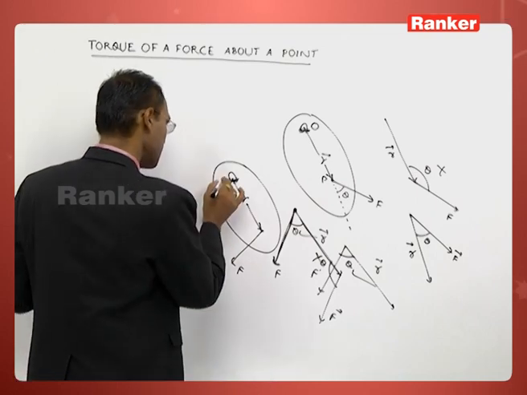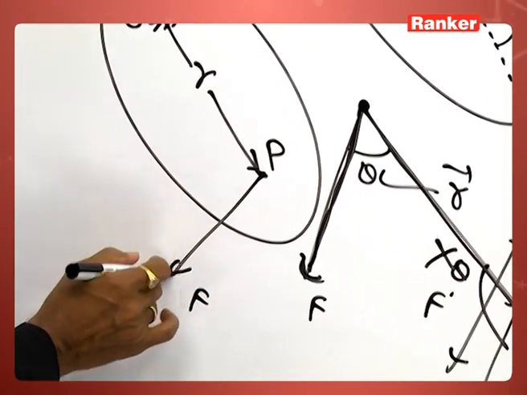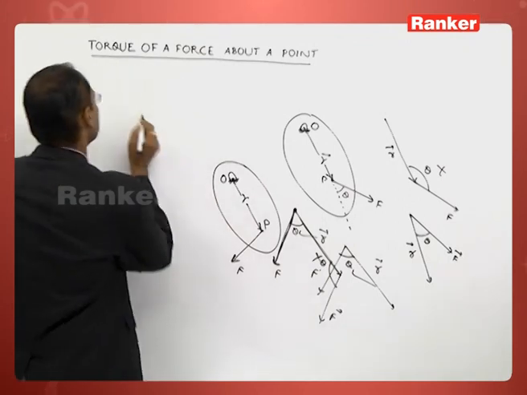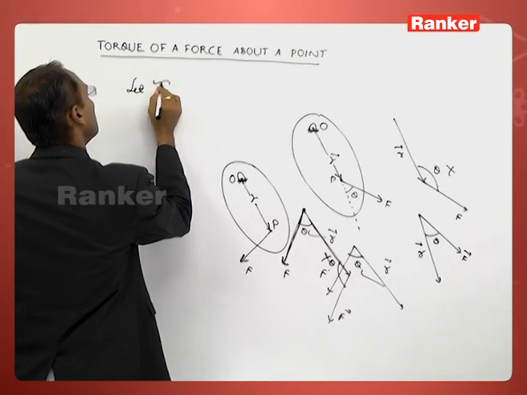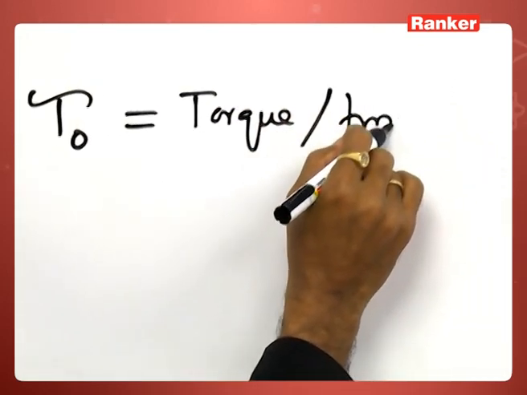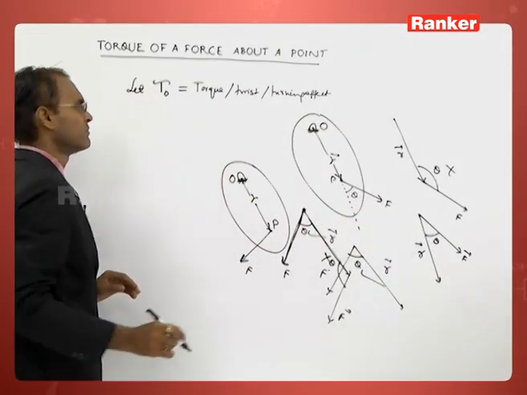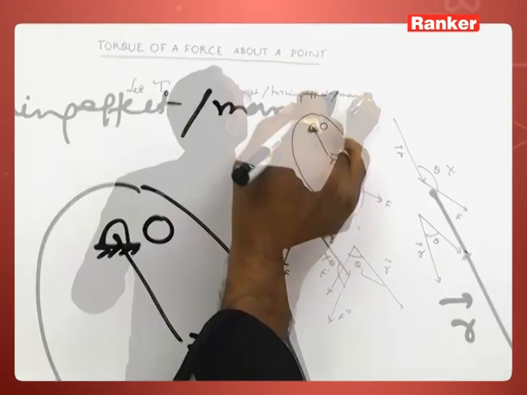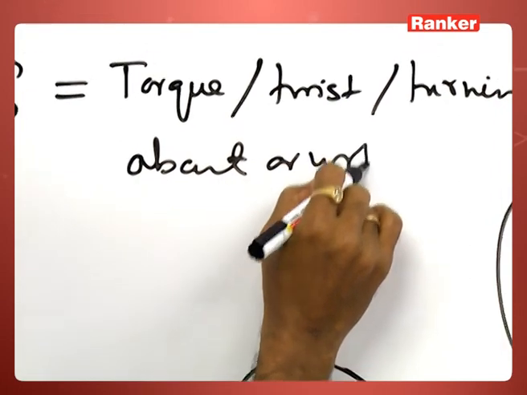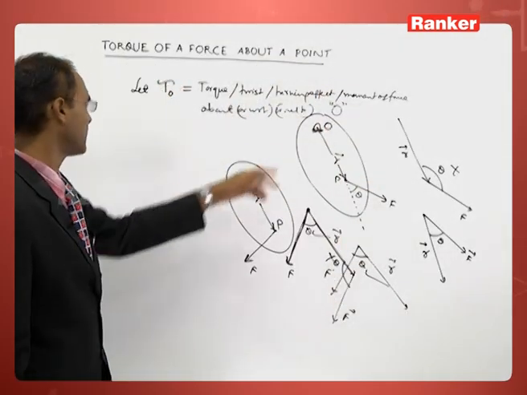Well, this is the pivot, and this is the point where you are applying the force, and for which you are calculating the turning effect or torque about this point. Let tau be the torque, or twist, or turning effect, or moment of force about, or with respect to, or relative to point O. This is a reference point.